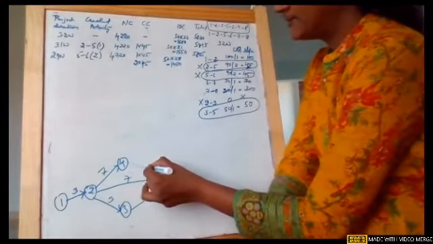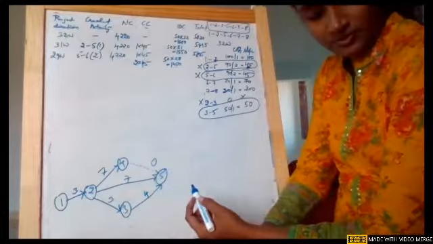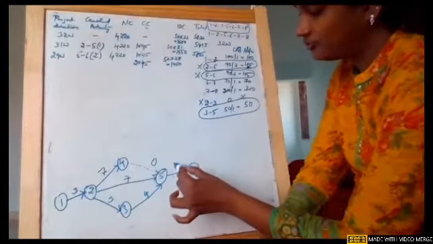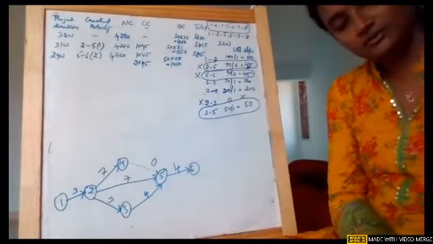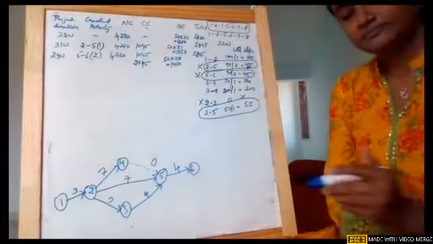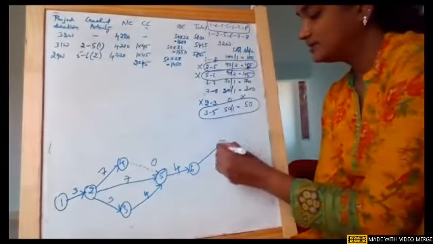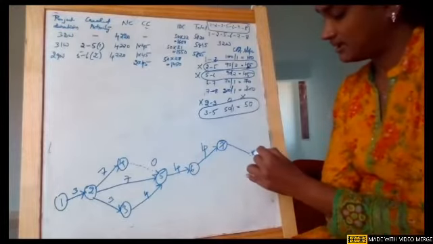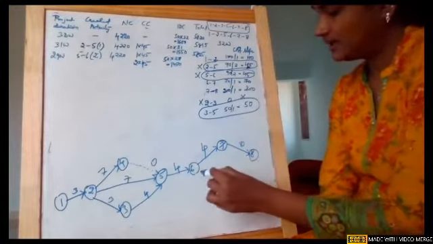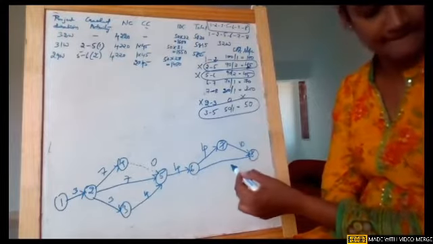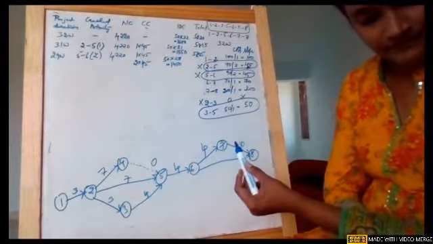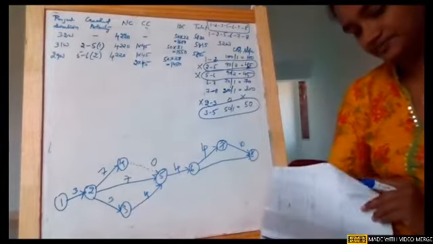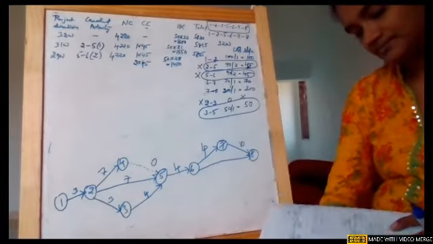And 4 to 5, it is a dummy, which is 0. And 5 to 6, it has become 4, I think so. Yes, the new duration for 5 to 6 is 4. 6 to 7, the duration of 6 to 7 is 4. 7 to 8, it is 10. And 6 to 8, what is the duration on activity 6 to 8? 13.